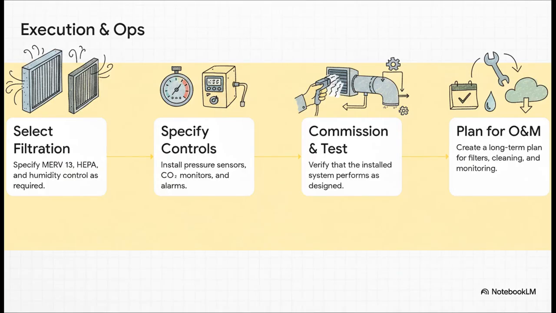Okay, the last 4 steps are all about execution and making sure the system works for the long haul. You select the right filters, like specifying a certain MERV rating, which just measures how effective a filter is, and you install the right sensors and alarms to keep an eye on everything. Then comes a huge one, commissioning and testing. So many projects fall down here. You have to physically test that the system works as designed. And finally, remember that compliance doesn't stop when the builders leave. You need a solid plan for operation and maintenance to keep it that way.